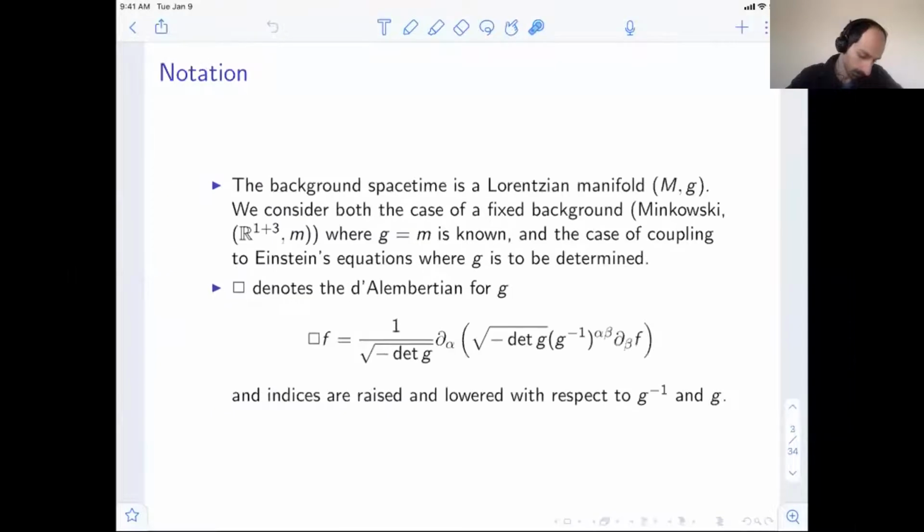Let me start with just the notation. In the case of Einstein, I'll probably use M and G for the background, and when we're using Minkowski, I'll use m instead of g. This is for when the background is fixed, and box will always be with respect to the background metric that we're working with. So in the case of Einstein, it will be g, and in the case of Minkowski, with respect to m. Okay, so that's just a quick word on the notation.